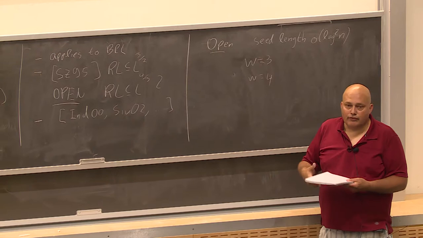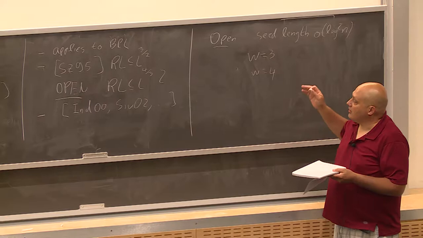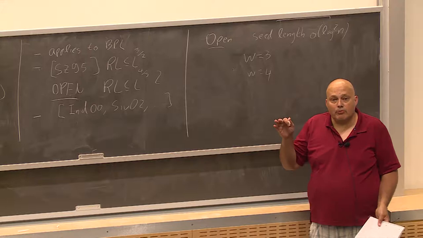There are a few hours till I end this talk. Perhaps there will be an announcement at the end, I don't know. But for W equals 4, we still don't have a generator that has seed less than log squared. So you can get the entire polynomial with the same cost that you can deal with four branching problems.